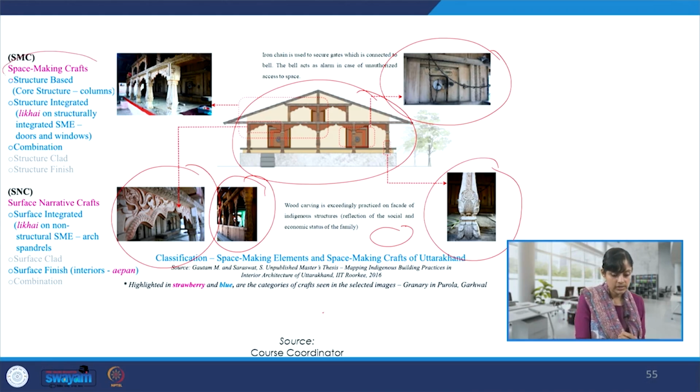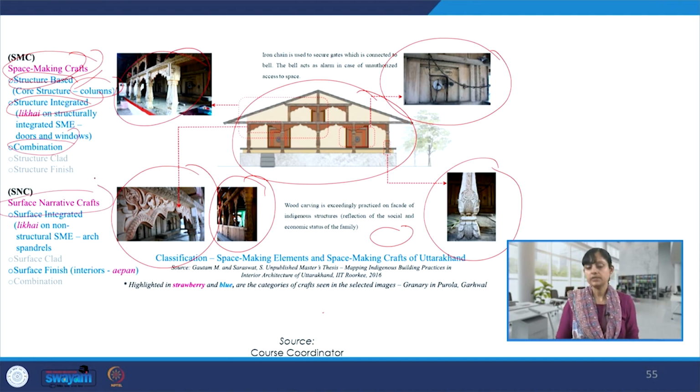And so here also we see space making crafts, structure based, which is the core structure of the house, and the columns. There is structure integrated wood carving that we see here. There is some kind of combination that we see here. There are also surface narrative crafts that we see. So not the structural part, but some kind of integration. Like here there is a band of carving, which is just a surface integration. In the interiors, we also see the apron, which is like the surface finish.